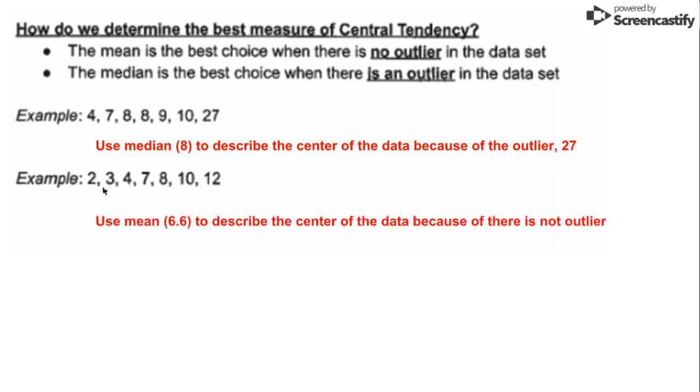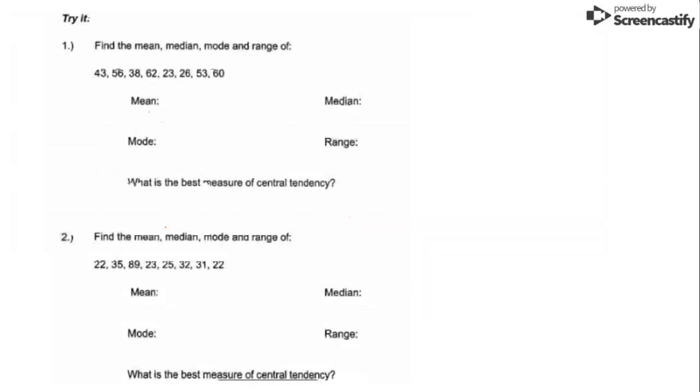In this case, though, we're going to use the mean because if I look, these are all pretty much in the same area. There's nothing too big or too small. There's no outlier. So the mean would describe the center best because there's no outlier to affect the mean. So when there's an outlier, use median. When there's not an outlier, use mean.